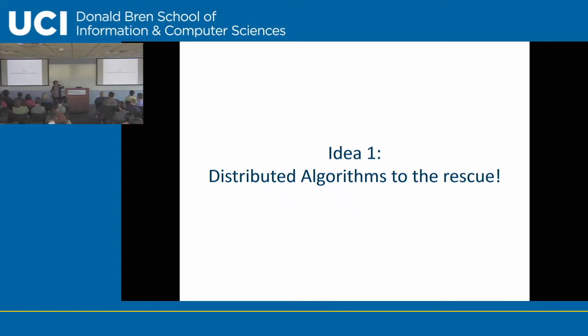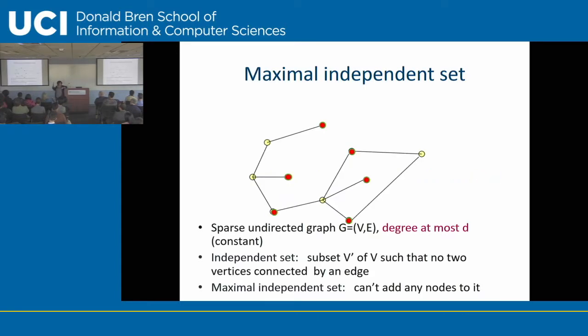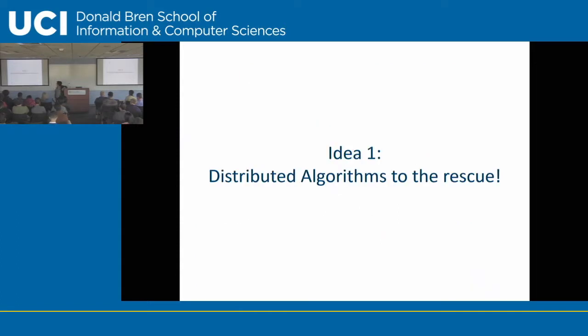Are there questions about this problem? It's maximal, not maximum, so it's not NP-complete. It can be solved in linear time by a greedy algorithm, which we'll discuss in a few minutes. Idea number one is essentially distributed algorithms to the rescue. I've spent all this time telling you that this is a sequential model, it's not a distributed model. In fact, they named it differently so you wouldn't get confused.